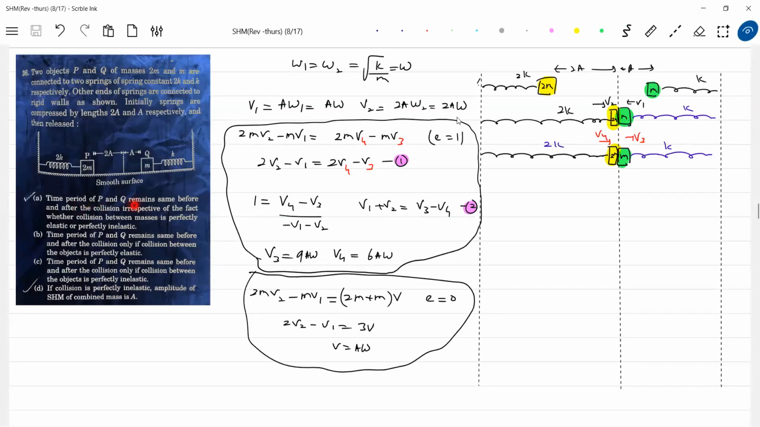Time period of P and Q remains same before and after collision, irrespective of whether the collision between the masses is perfectly elastic. A omega is there. Combinedly, what happens again will become 3M, and they're in series 3K. So again omega will be K by M only. So whether it's elastic or inelastic, the time period will remain same. If the elastic, omega will be K by M. This will be 2K by 2M. If the inelastic, I'll put it in diagram.